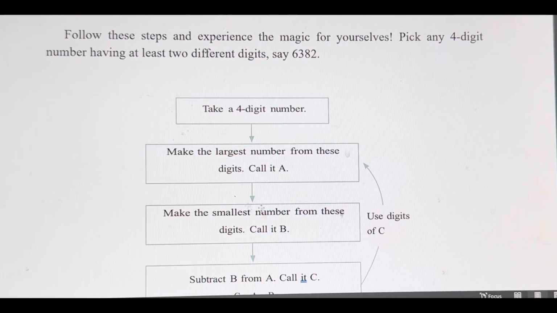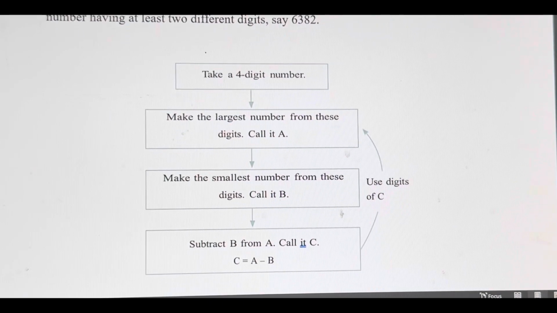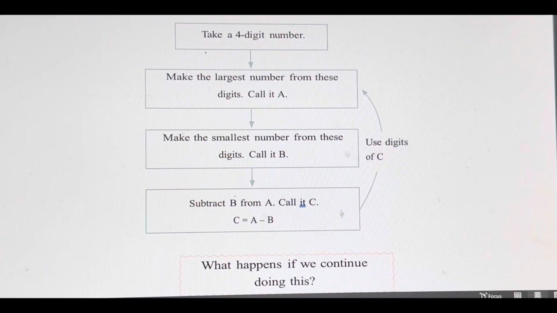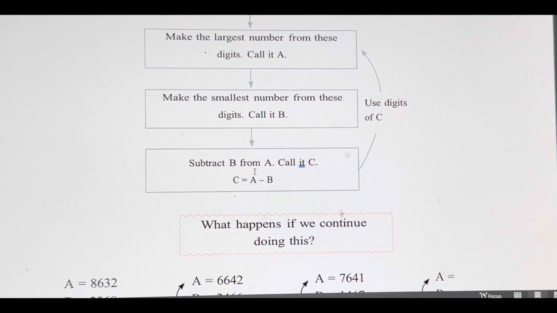Take a 4-digit number. Make the largest number from these digits. Like, if it is 6382, then 8632 will be the largest number. We give it a name as A. Then the next step is to make the smallest number out of the same digits. So here if we take the same example 6382, 2368 will be the smallest number and we call it B. Then we subtract B from A and we call it C. Means we find out the difference between the largest and the smallest number.